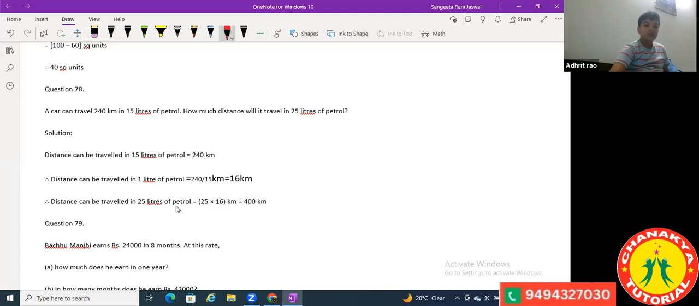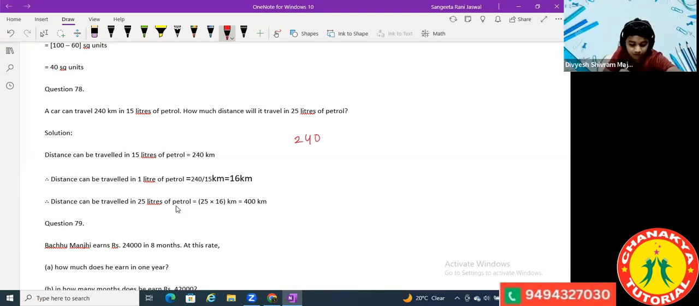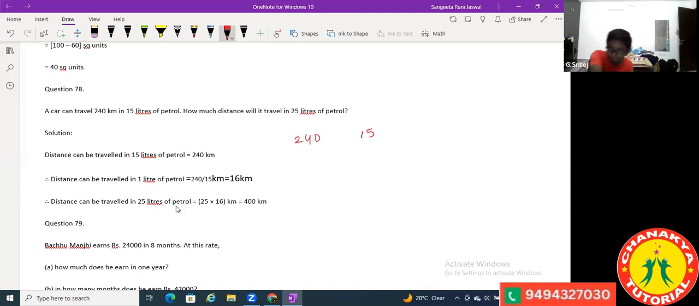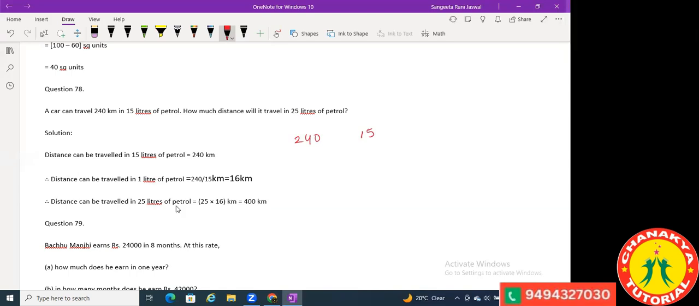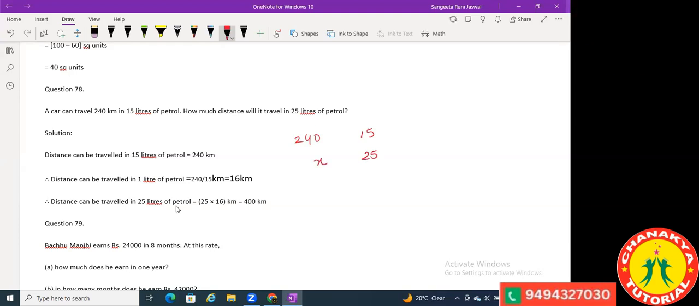Ma'am, I got 400 kilometers. Okay, great. Now one side you can take the ratio of the distance, one side you can take the ratio of the quantity of the fuel. Yes, ma'am, I did wrong. Now I also got 400 kilometers. I forgot to add the zero. Me too, ma'am. Is it correct? Okay, that's correct. Ma'am, before I did 15 into 240 by 25, but now I did 240 into 25 by 15. I got 400.